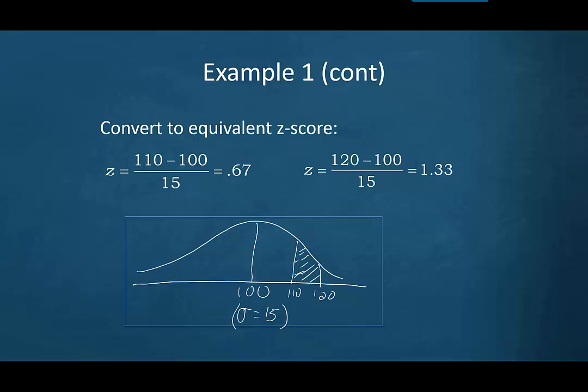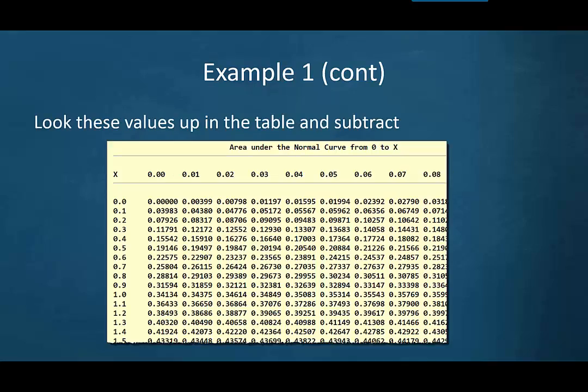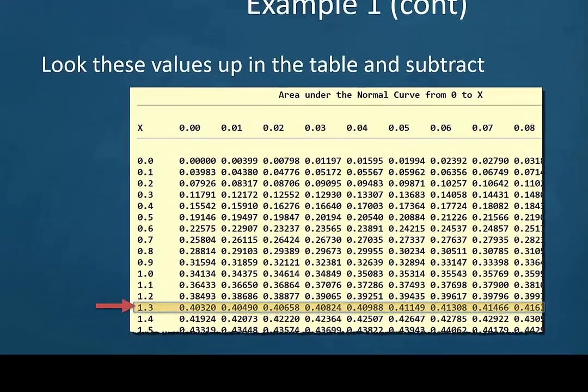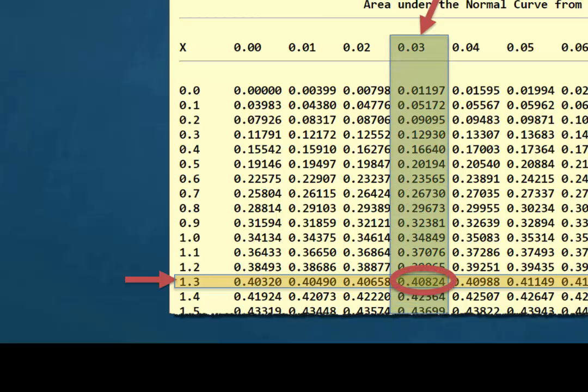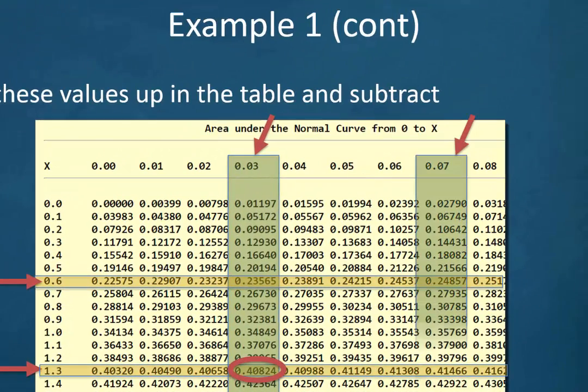Okay, so we use the z-score formula. We find the corresponding z-scores. So the one for 110 is 0.67, and the one for 120 is 1.33. Now we're going to look these up. Again, these are my z values. I'm going to look those up in the table. So we're going to look at 1.33, and there's our value, 0.40824. And then look up 0.67, which is 0.24857.